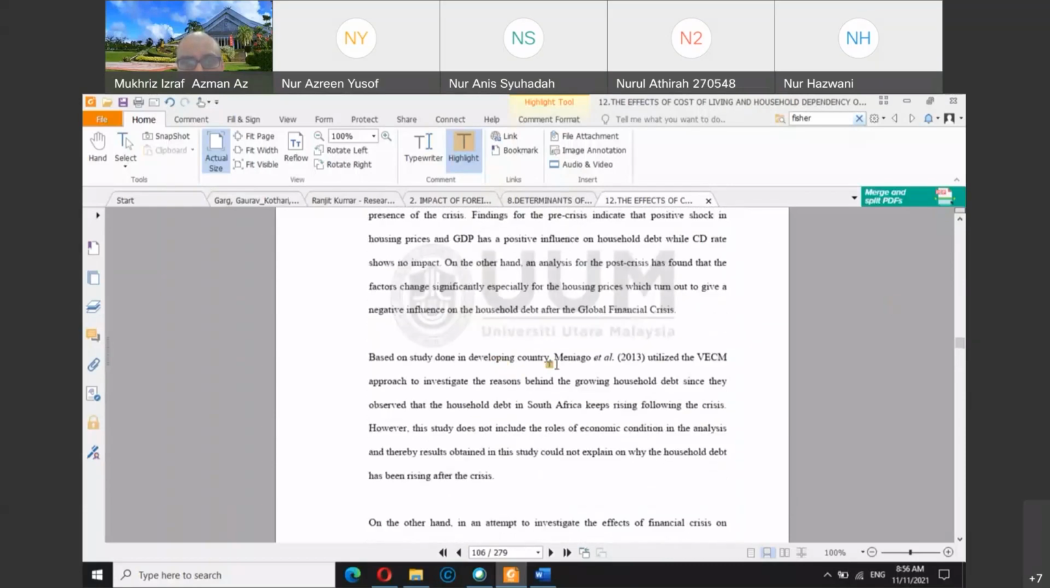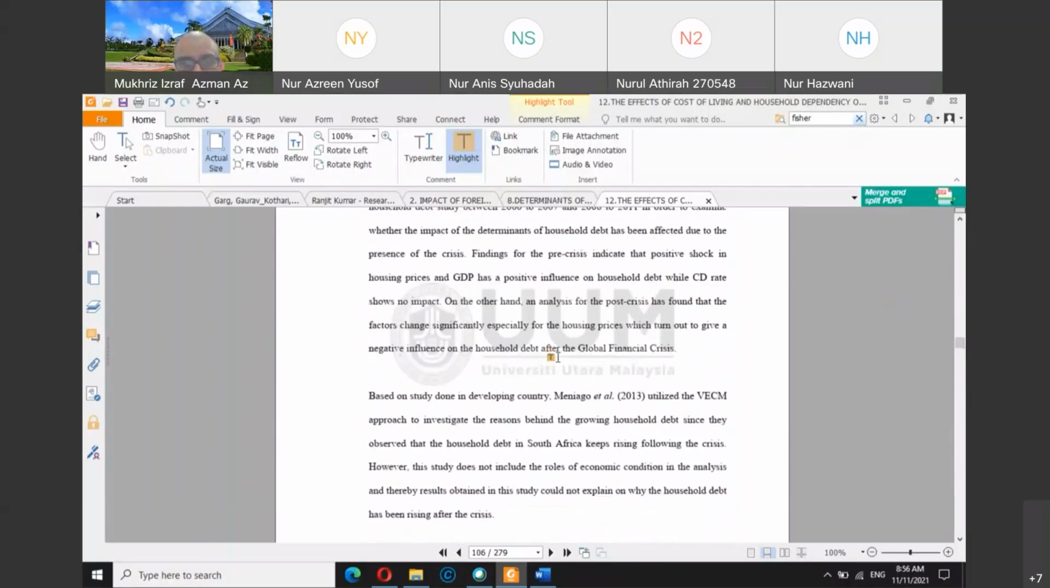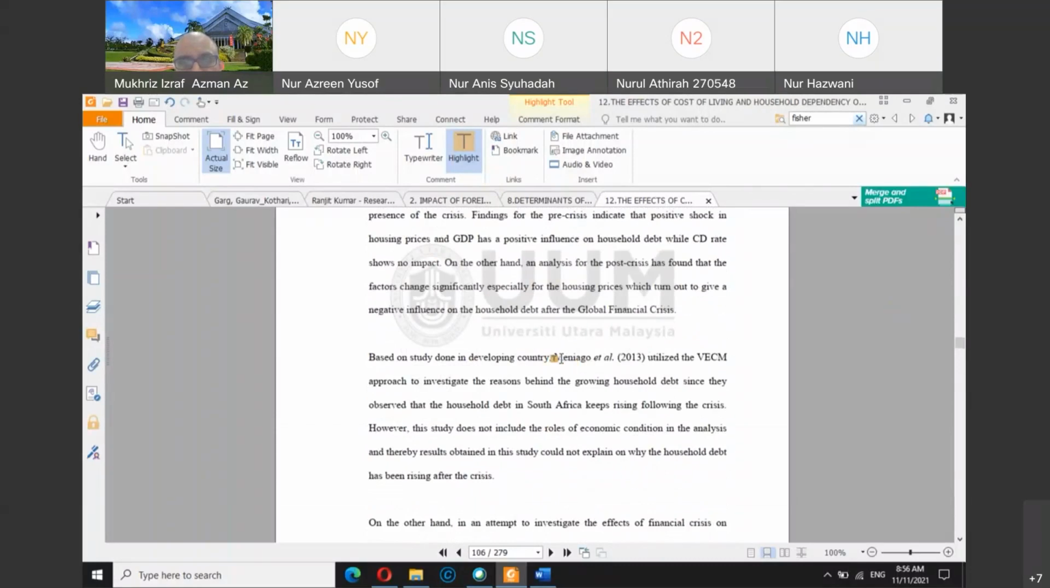But my concern, secondly, is et al. When do you use et al? You need to follow this very closely, because you cannot simply put et al anywhere that you like. For example, based on a study done in a developing country, Maniago et al. 2013 utilized the VECM approach. So again, this is the name of the author, followed by in bracket the year.